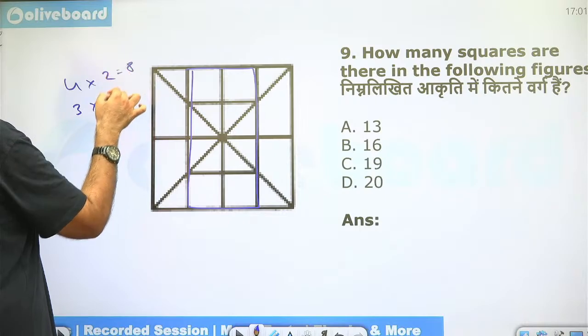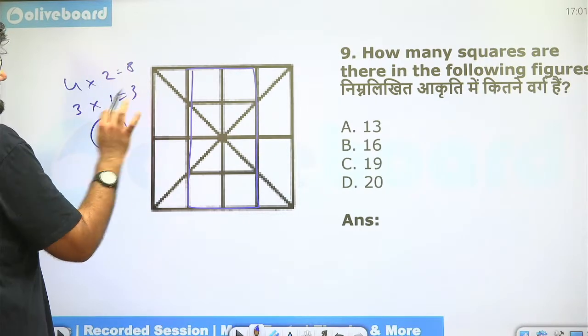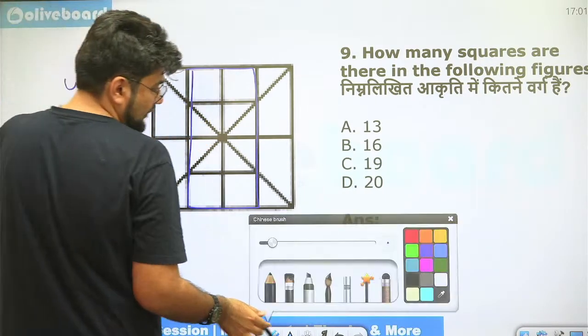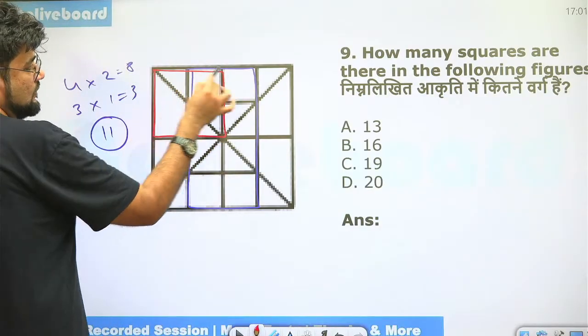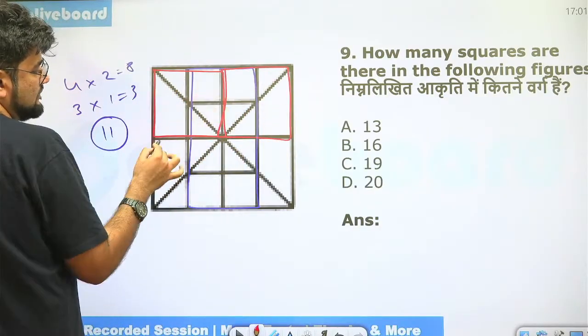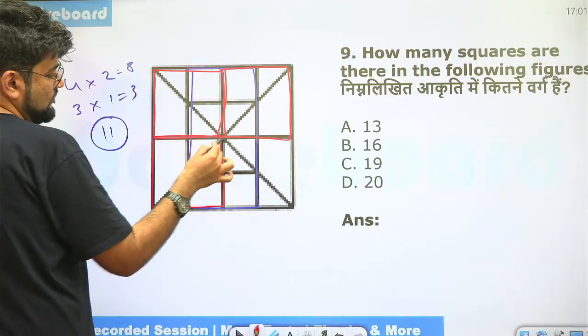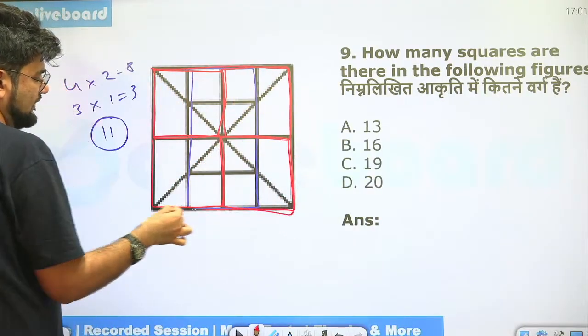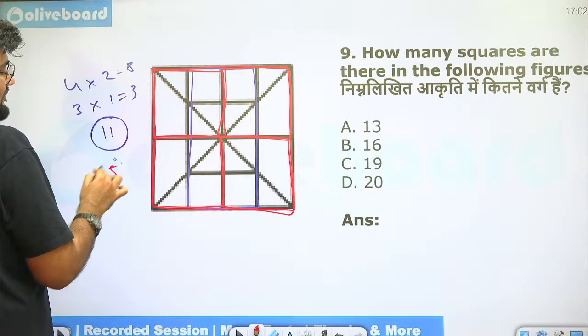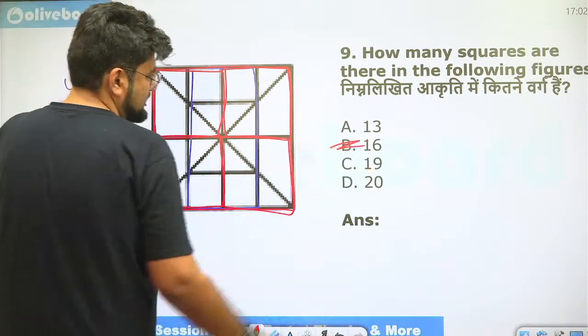So we have 8 and 3, 11 squares here. Then after 11, we'll pick up these 1, 2, 3, 4 and the whole square 5. So technically this should have come directly from you, but anyways, 16 squares like this.